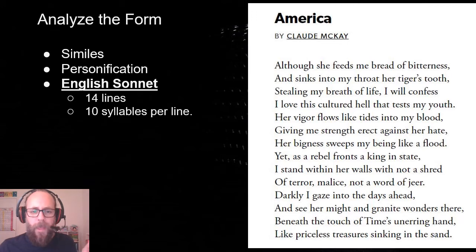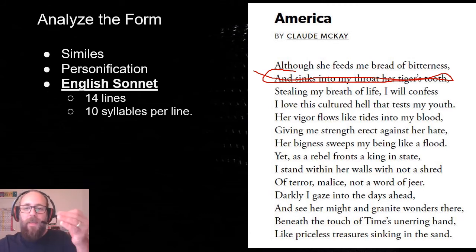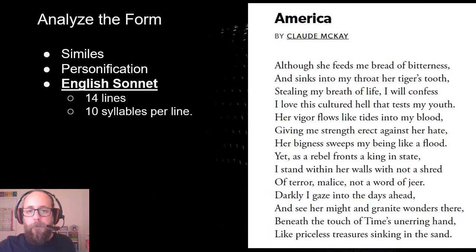He's being very, very careful about his word choices. And it kind of explains how some of these lines are a little strange sounding, like the second line, and sinks into my throat her tiger's tooth. He doesn't say, and she sinks her tiger's tooth into my throat, or something like that. I'm trying to circle it if you can't see, but the line's a little bit funky, a little bit awkward, but that explains it. He's really trying to meet this requirement.